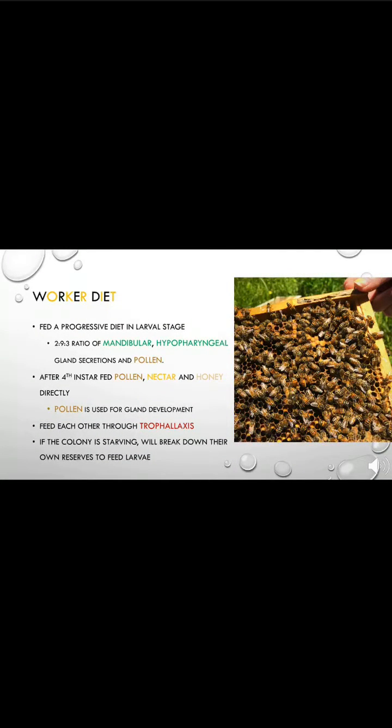Worker diet. Nurse bees feed the larvae progressively, a 2 to 9 to 3 ratio consisting of mandibular, hypopharyngeal gland secretion, and pollen. After the fourth instar, they are fed pollen, nectar, and honey directly. The pollen is important for their gland development. The workers will feed each other through trophallaxis. In harsh times of starvation, workers will break down their own reserves to feed the larvae.